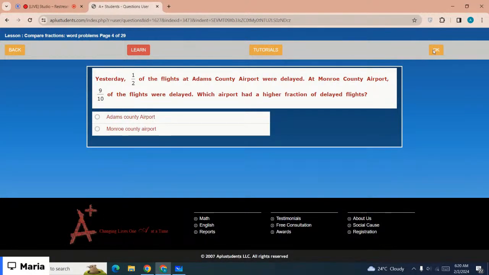The next one: yesterday half of the flights at Adams Country Airport were delayed. At Monroe Country Airport, 9/10 of the flights were delayed. Which airport had a higher fraction of delayed flights? Which is the correct option? Yes, option number 2 is the correct option, right? 9 out of 10 means the total flights were 10, and only one is on time. So 9/10 is greater. So Monroe Country Airport has the highest number of delayed flights, right?